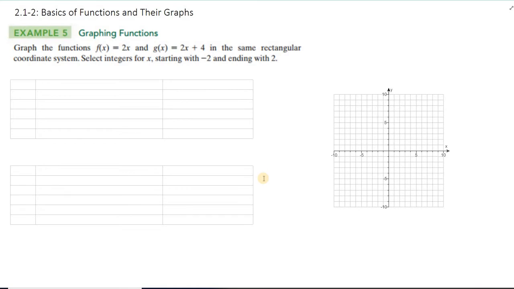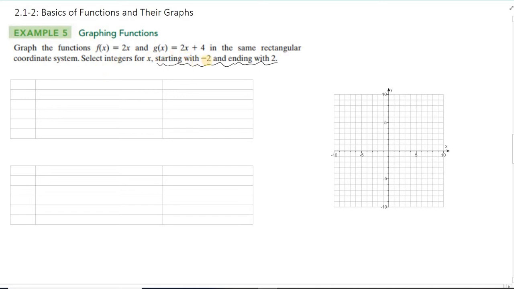Hello guys, today we're going to finish 2.1 Basics of Functions and their Graphs. Here we have example 5: graph the function f of x equal to 2x and g of x equal to 2x plus 4 in the same rectangular coordinate system. Select the integer for x starting with -2 and ending with 2. So please make sure to read your question carefully.